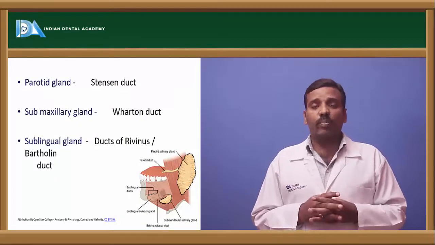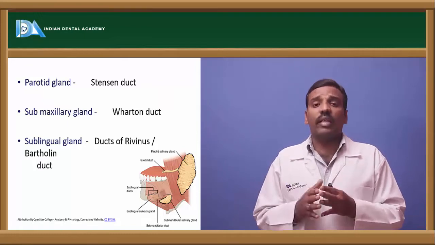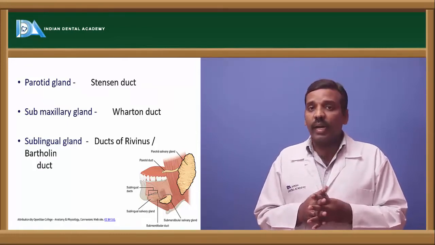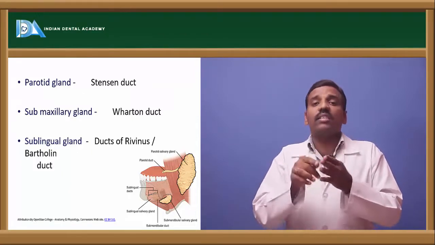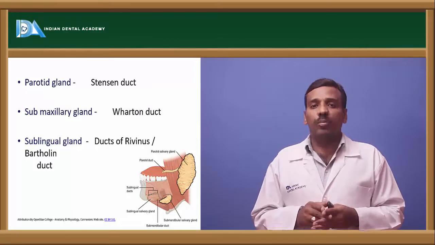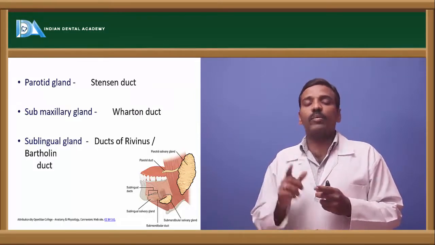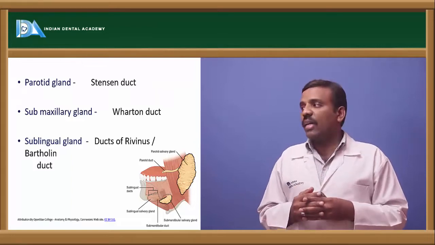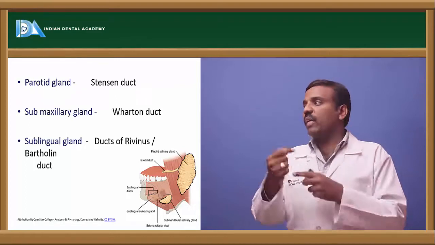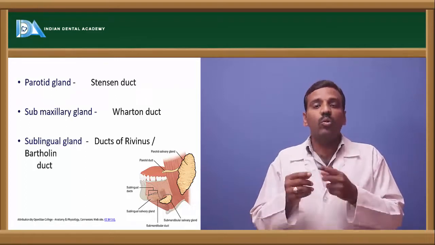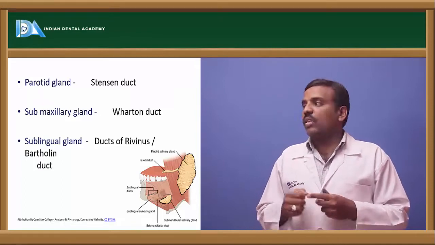And if you see how these secretions come into the mouth, the parotid gland secretions do not directly enter the mouth. The secretion from the parotid gland enters through Stenson's duct, and through that duct it enters the mouth. Next is the submaxillary gland. The submaxillary gland secretion pours into Wharton's duct, and through Wharton's duct it enters the mouth. And next is the sublingual gland.